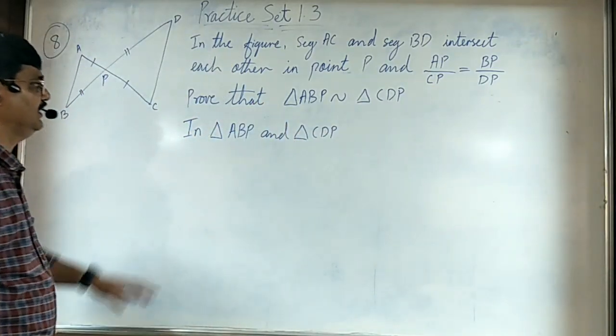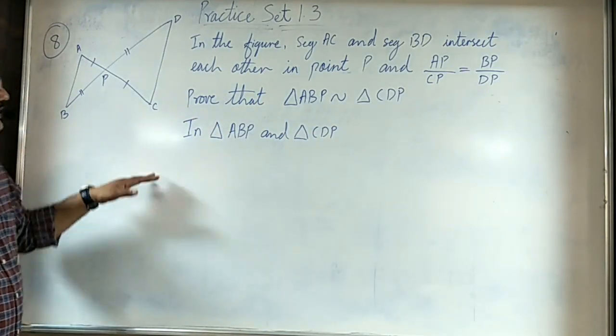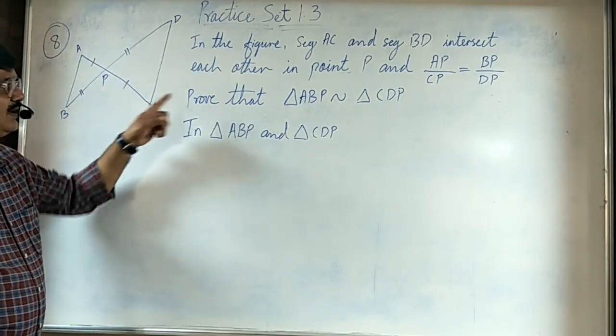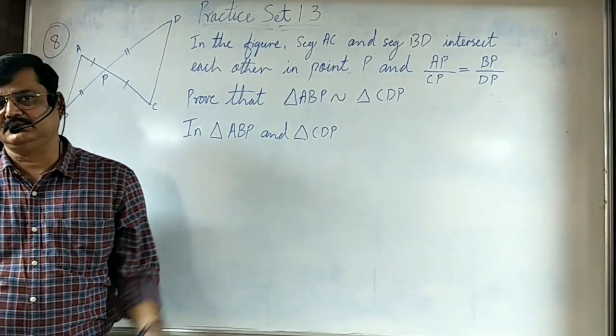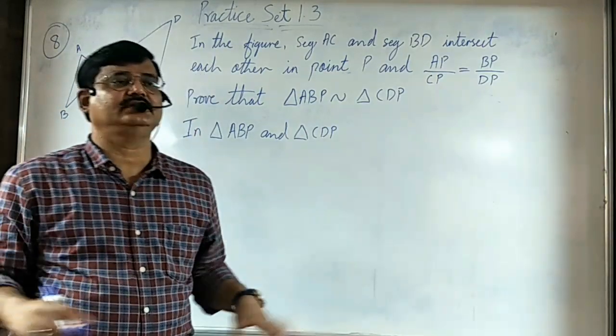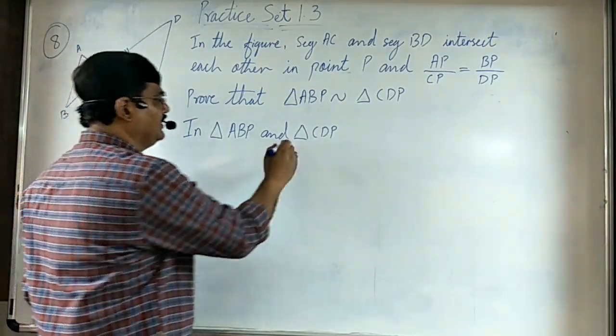We are starting with this. For the starting, you have to write this over there. In which triangles are we going? In triangle ABP and triangle CDP. We have to write that over there. We are going in these two triangles.